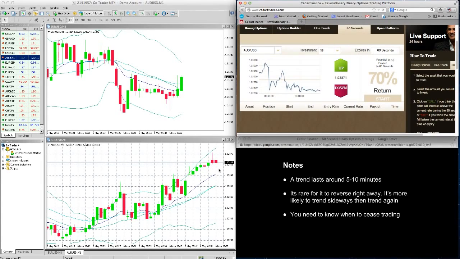Alright, so that's my Cedar Finance 60-second binary option strategy. Remember, it is just a strategy, meaning that you need to make judgment calls. It's not a system where you just follow 1, 2, 3 steps. It's a strategy of a few steps, of basically following consecutive same color candlesticks and chasing that trend to make money.